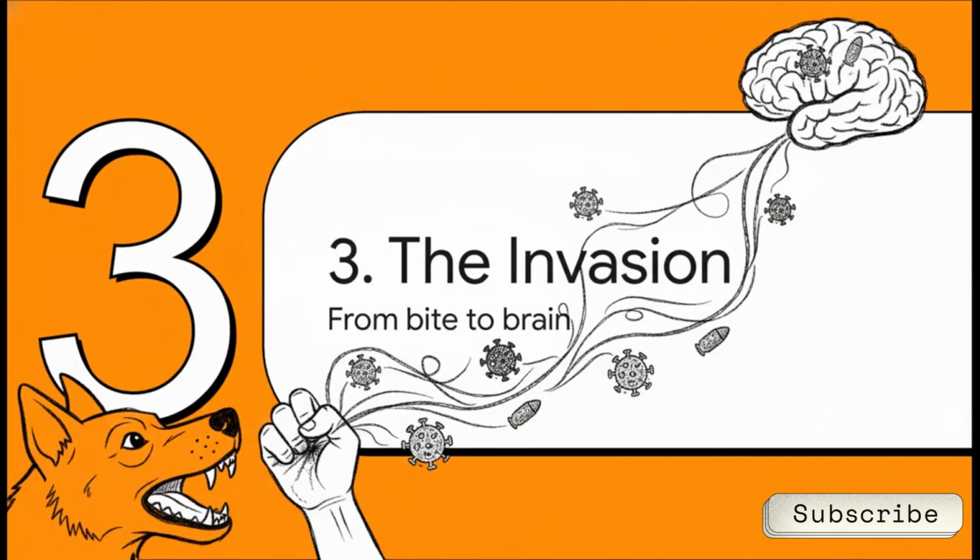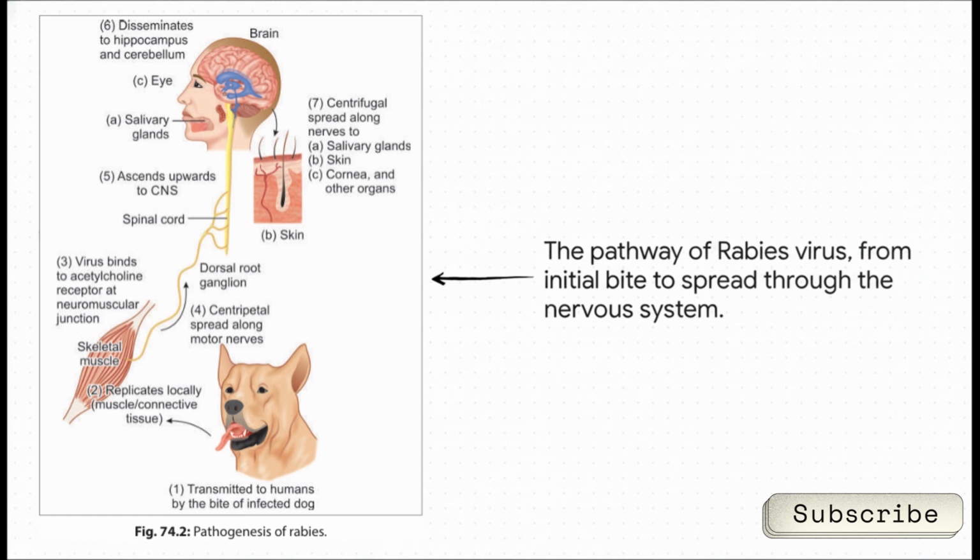Okay, now for the main event. Section 3, the invasion. This is the journey of the virus from bite to brain. This pathway is everything for understanding rabies. All right, take a good look at this diagram, because this is the whole story in one picture. We're going to follow the virus on its entire horrifying road trip, step by step.